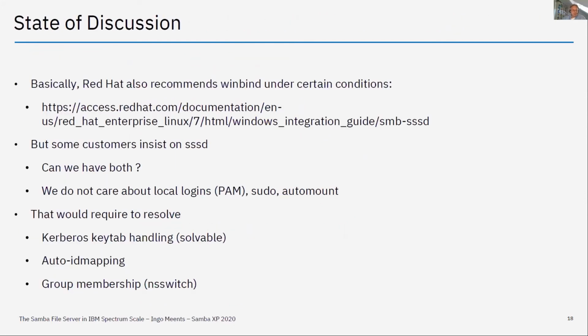So I think the key tab thing should be solvable. Auto ID mapping we need to see, and the group membership, that's I think the big thing that needs to be determined.